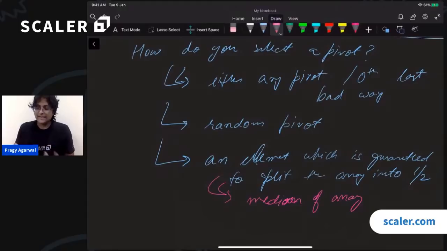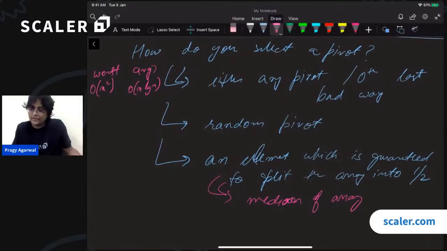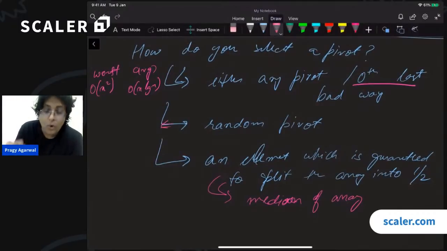Now let us quickly see. For this particular strategy, in the worst case, it can remain order of n square. In the best case, or on average, it will be order of n log n, because we are not doing anything intelligent here. We are choosing the 0th element as the pivot. For this particular case, also it is going to be exactly the same. Worst case is order of n square. Average case is order of n log n.